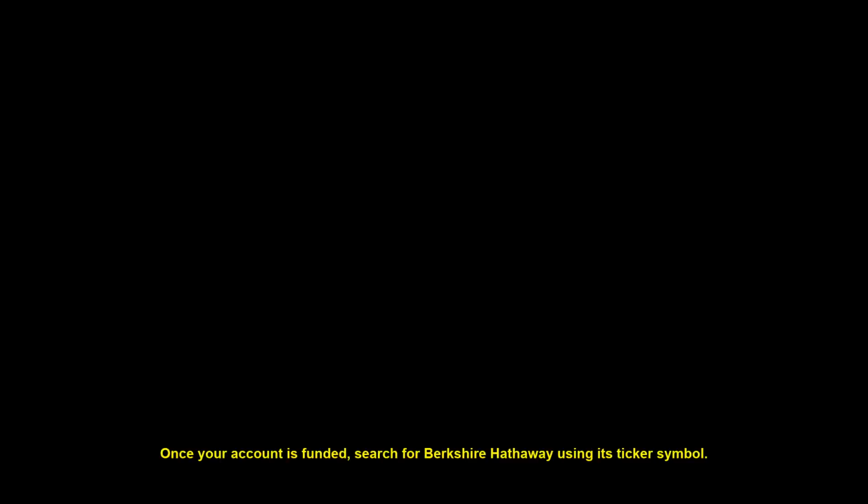Once your account is funded, search for Berkshire Hathaway using its ticker symbol. Class A shares are represented as Berkshire Hathaway. Class B shares are represented as Berkshire Hathaway New. Choose the type of share you want to purchase based on your investment strategy.